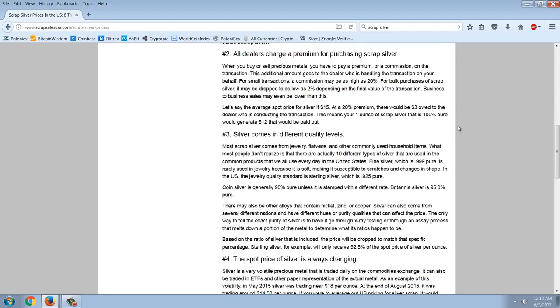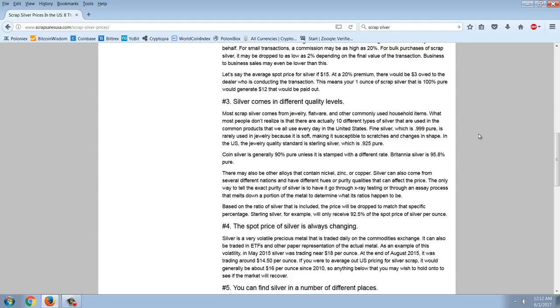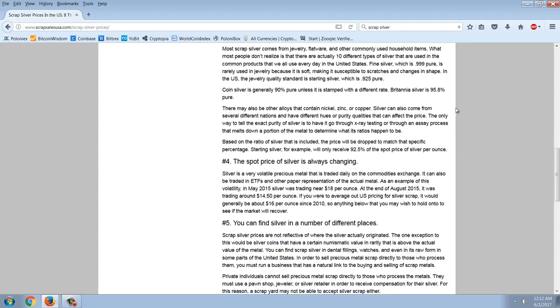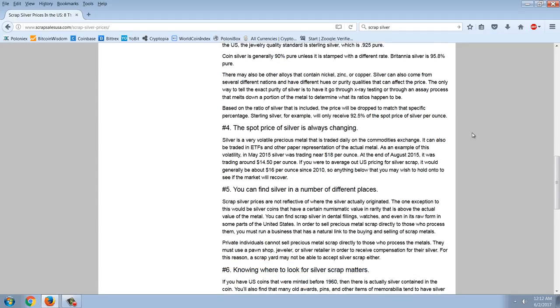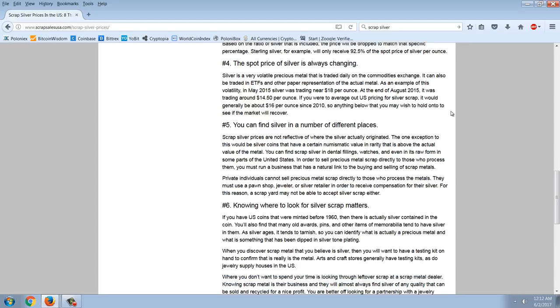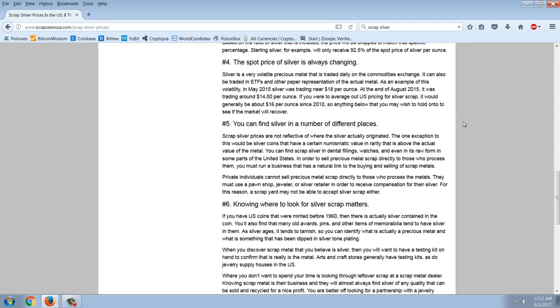Number three, silver comes in different quality levels. We all know about 999 and 90% coins, etc. Spot price of silver is always changing. Yes, we know that. Number five, you can find silver in a number of different places. Scrap silver prices are not reflective of where the silver actually originated. The one exception to this would be silver coins that have a certain numismatic value in rarity that is above the actual value of the metal.